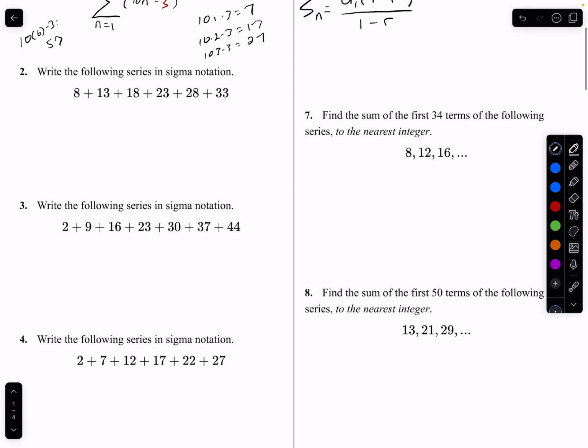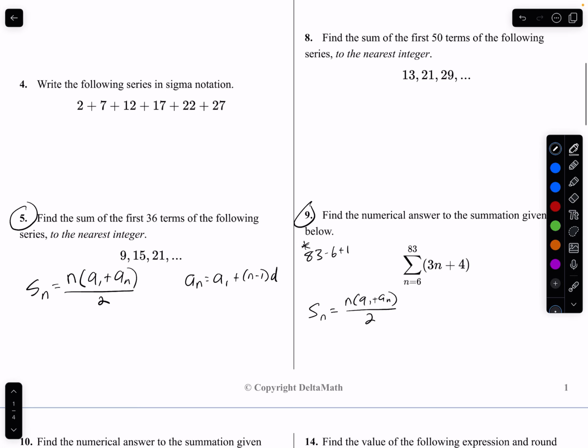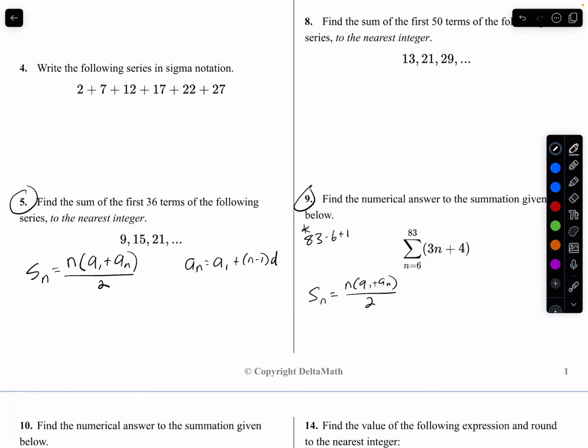Now again, working with some formulas, we're going to be working with a lot of formulas here. You can see here, find the sum of the first 36 terms of the following. I've got three terms here. So what's happening each time, you can hopefully tell. If I do 15 minus 9, I'm going to get 6, and then 15 plus 6 is 21, so I've got what is going to make the difference between those numbers.